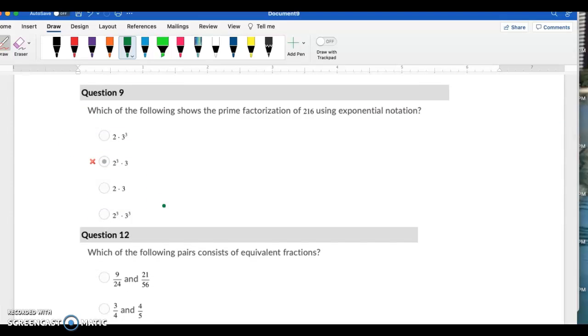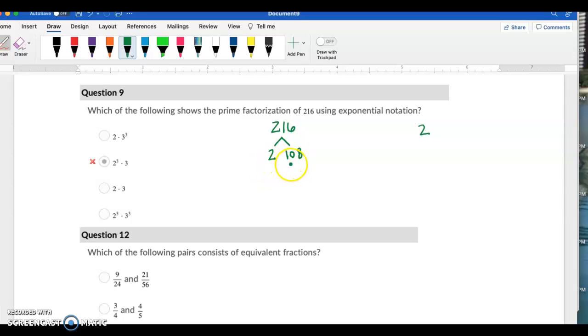For prime factorization, we do our prime factor trees. This is how I set this up, do a little tree here. I always start by dividing by 2. So I do 216 divided by 2, and let's see, what do we get? That's going to be 108, and then I keep going with 108.